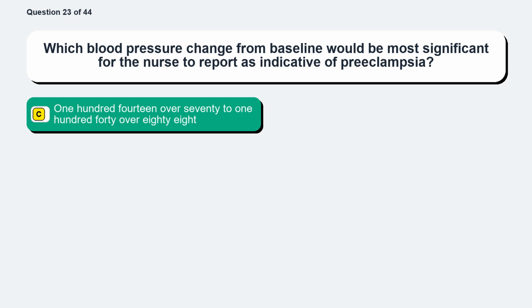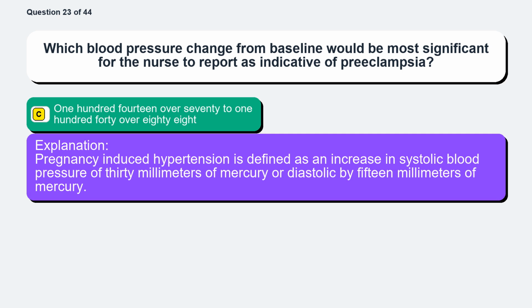The correct answer is option C. 114/70 to 140/88. Pregnancy-induced hypertension is defined as an increase in systolic blood pressure of 30 mm of mercury or diastolic by 15 mm of mercury.